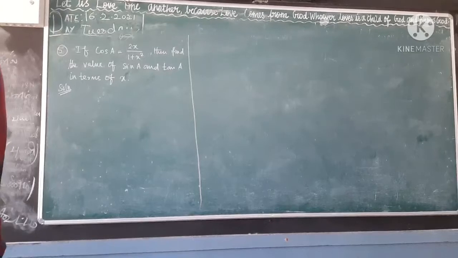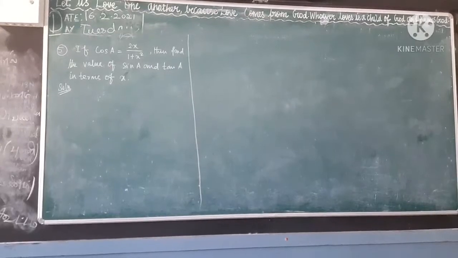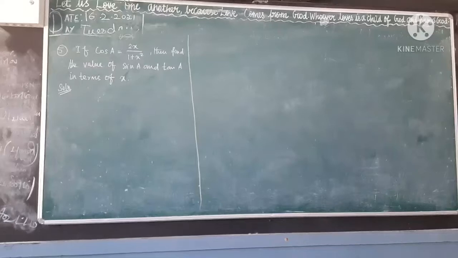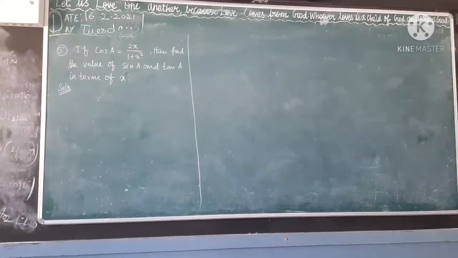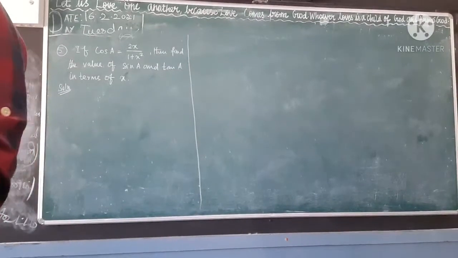Next exercise 6.1 trigonometry, question number 5. If cos A is equal to 2x divided by 1 plus x square, then find the value of sin A and tan A in terms of x. Cos A value is given, that is 2x divided by 1 plus x square. We have to find out the value of sin A and tan A in terms of x. In terms of x means the values are in the term of x.